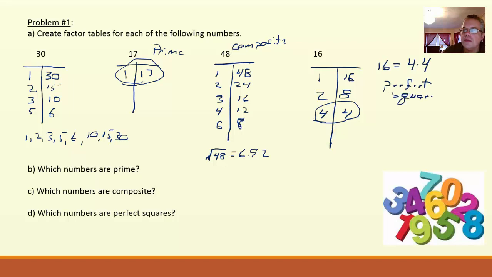We talk a lot about square roots and perfect squares, and I thought I'd bring up factor tables because we're going to look at it a different way in class. So which numbers are prime? There's only one, 17. Which numbers are composite? Any number that's not prime. So 30, 48, and 16, even though it's a perfect square. Either you're prime or not. So if you're not prime, you're composite. So 16 belongs there too. Which numbers are perfect squares? 16 was a perfect square.